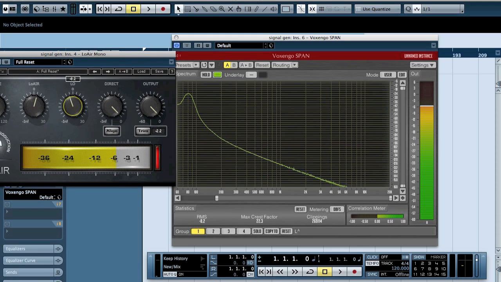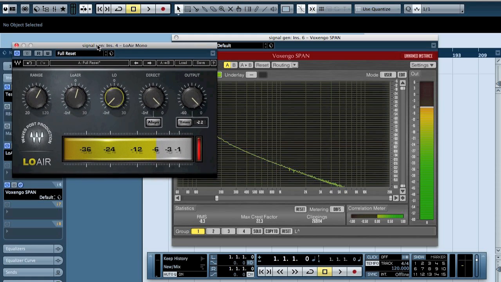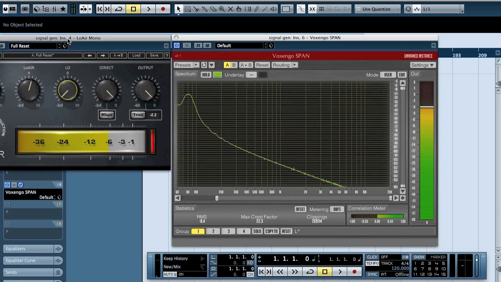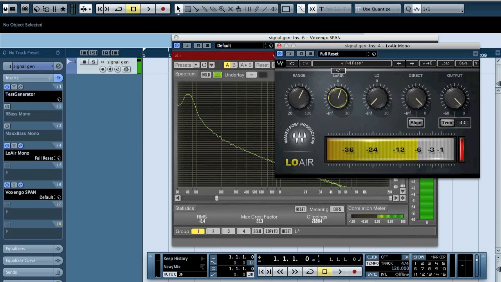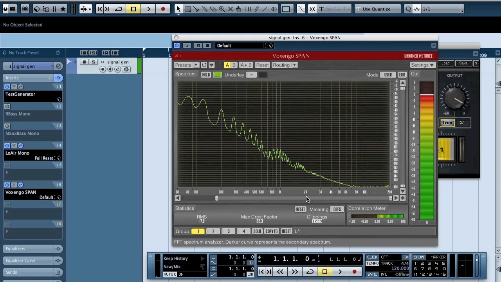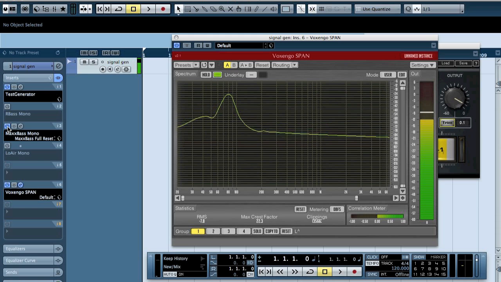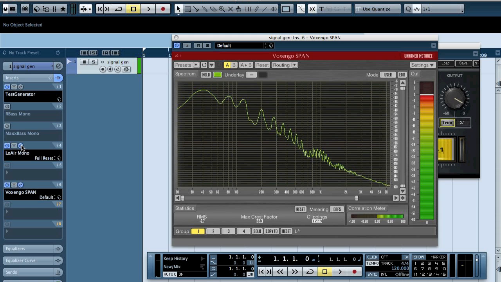What about if we crank it down? Okay, it does nothing because there is no apparent harmonic stuff going on. And what about if we crank the LoAir? What happens? Okay, we are clipping, so let's turn it down just a bit. Now we are getting weird results because it's generating something below, which the others didn't do. They are only generating upper harmonics. So if you are missing a lower harmonic, you might want to use the LoAir.